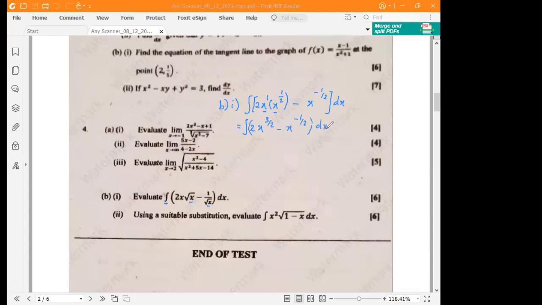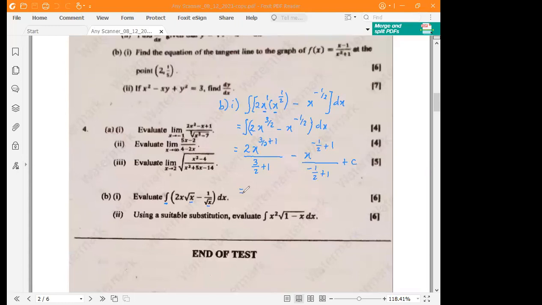So now we can integrate. So we say 2x, so we have 3 over 2 plus 1 divided by 3 over 2 plus 1. So we integrate, where we are adding 1 to the power and dividing by the new power. And then minus x to the power minus 1 over 2 plus 1, divided by minus 1 over 2 plus 1, then plus a constant c.